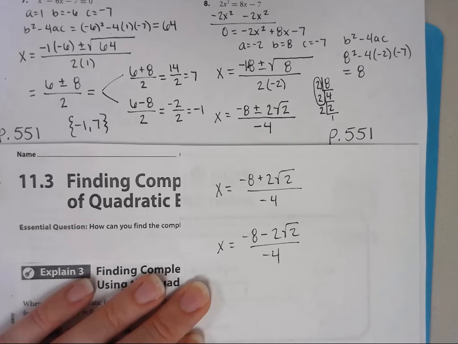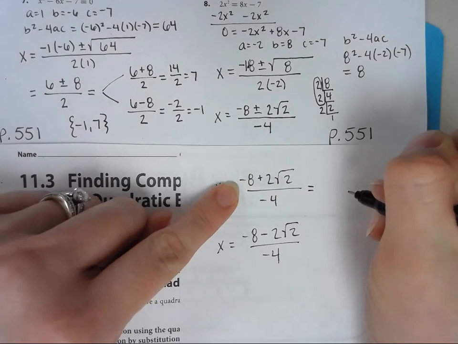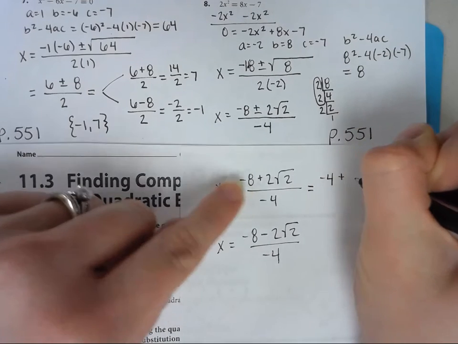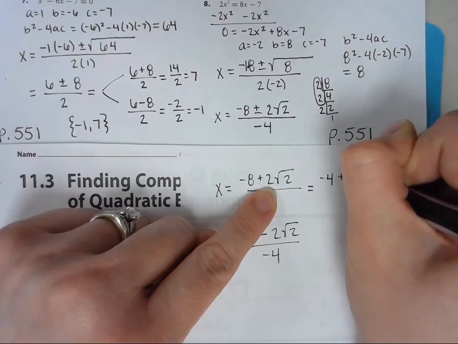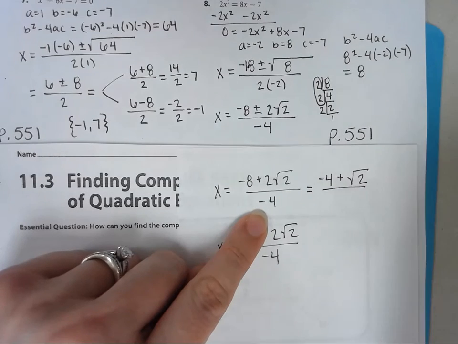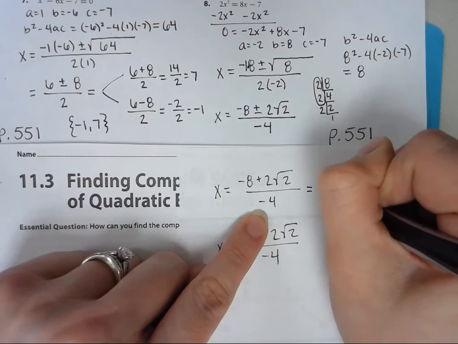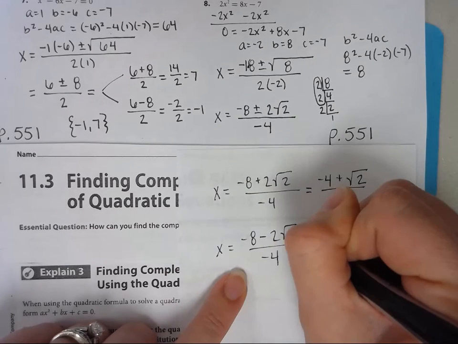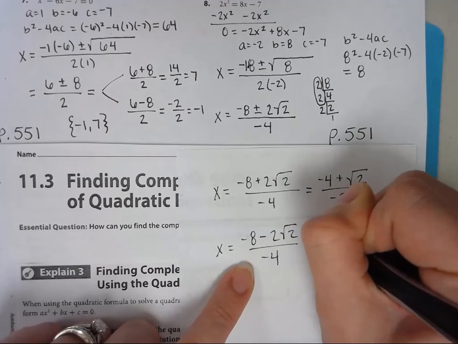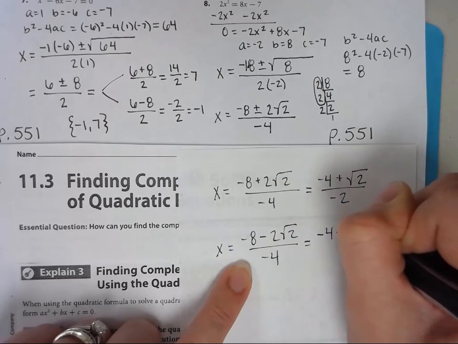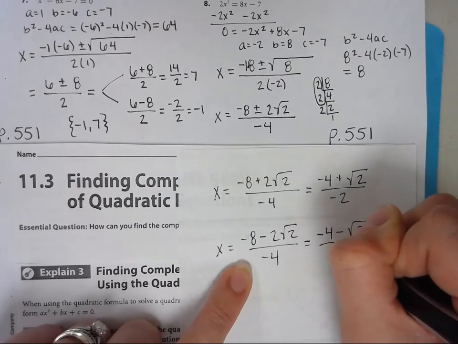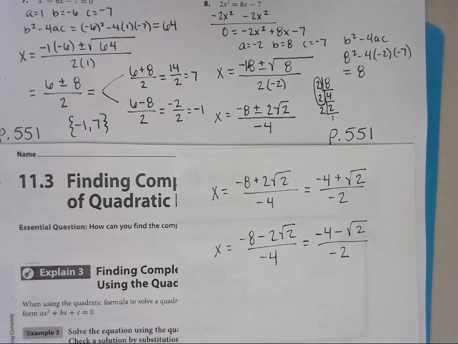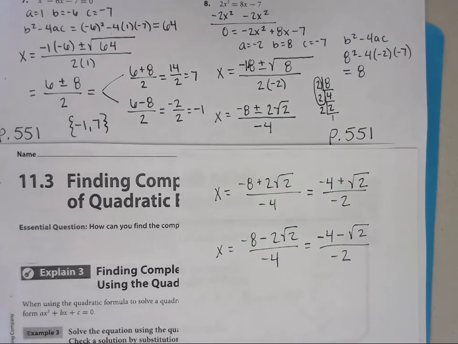We'll still need to simplify. 2 goes into negative 8 negative 4 times, plus 2 goes into itself once, so we'll just have the square root of 2, over 2 goes into negative 4 negative 2 times. Do the same in the second solution, the whole second solution. The only difference in this one is it's going to be minus. Those are acceptable answers. So least to greatest, the smaller one will be the one with the minus sign.